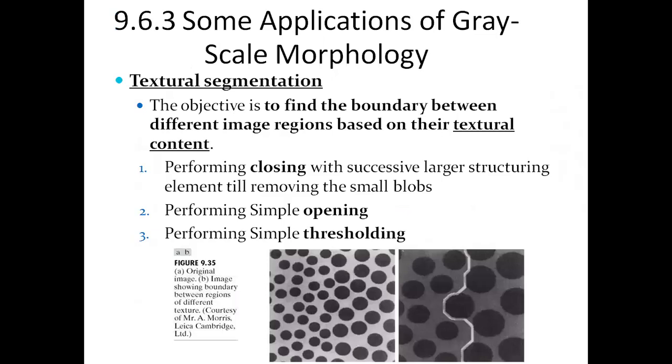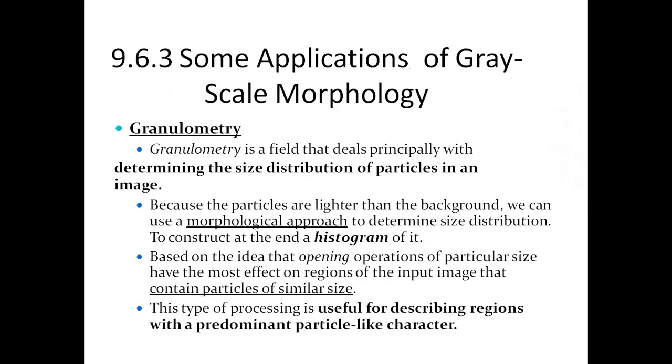The objective of textural segmentation is to find the boundary between different image regions based on textural content. It performs closing with successively larger structuring elements until the small blocks are removed. Then it performs a simple opening and a simple thresholding. The final topic is granulometry.